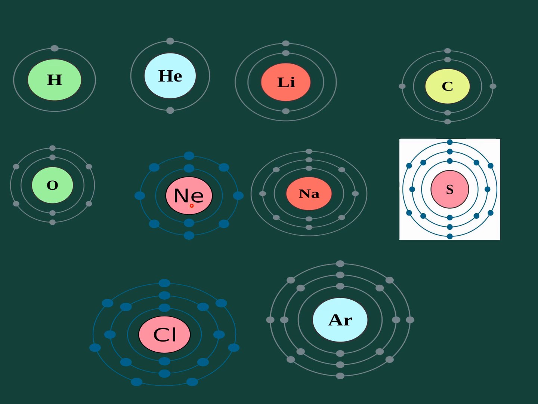Going to the next example, sodium. Sodium is in the 11th position of the periodic table, so it has 11 electrons. Its electronic configuration is 2 plus 8 plus 1. So if it wants to get stability like neon, it either has to lose 1 electron, that is the last electron present in the third orbit, or it has to gain 7 electrons.